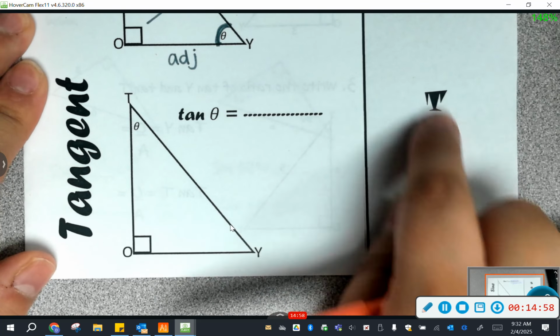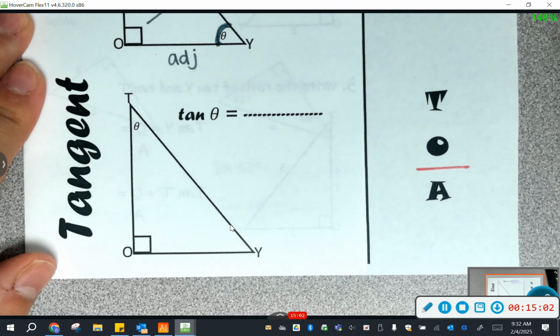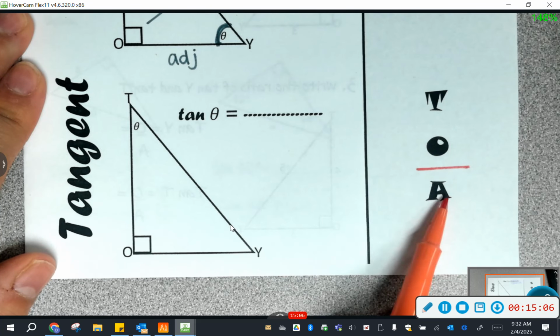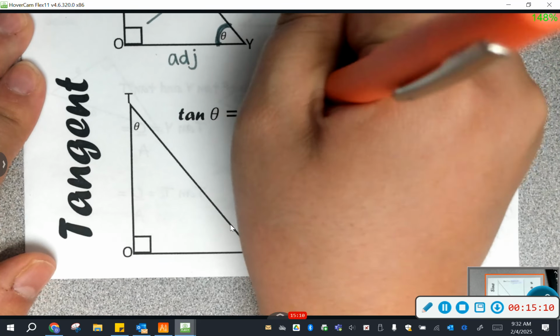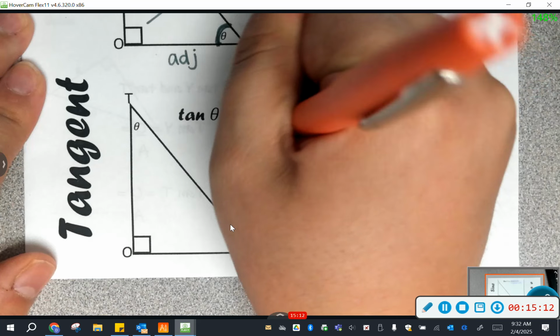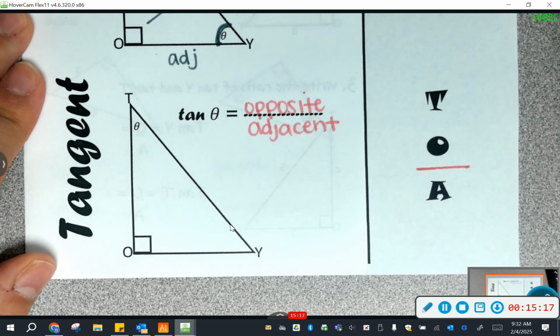Tangent. We call this TOA. Put a line right here between O and A. Anybody want to guess what tangent of theta is going to equal? Opposite over adjacent. Opposite over adjacent. Write that down.